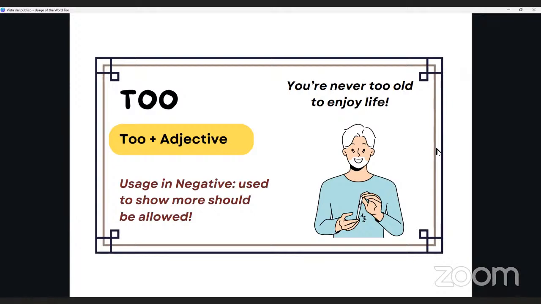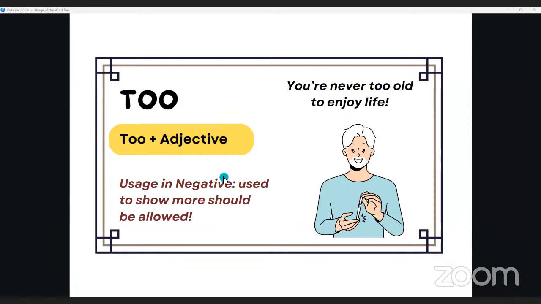When we use it in negative form, it's used to talk about showing something that, for example, you're never, oh, I have a message. Oh yeah, sorry, don't worry, and no trouble there.